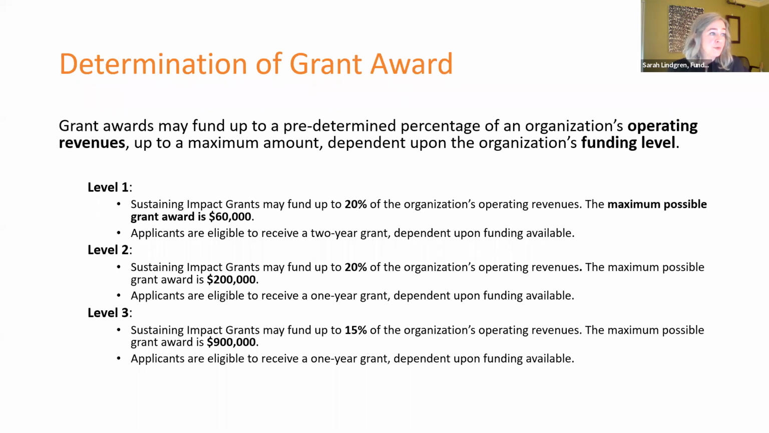For level 2, organizations may also receive up to 20% of their operating revenue. Their max is $200,000. Eligible for a 1-year grant, again, depending on the funding available. And finally, level 3 is eligible for up to 15% of the operating revenue, with a maximum award of $900,000. And again, eligible for a 1-year grant dependent on the funding available.